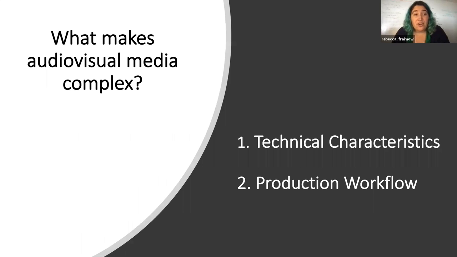So my next question is, what are the two factors that make audiovisual media unusually complex? The first is its unique technical characteristics, which are distinct and require specific fields to capture that are a little more specific than in many other non-AV-specific metadata standards. And the second is the production workflow of audiovisual materials, which is really collaborative and a little more complicated than for many other materials that may be found in an archive.